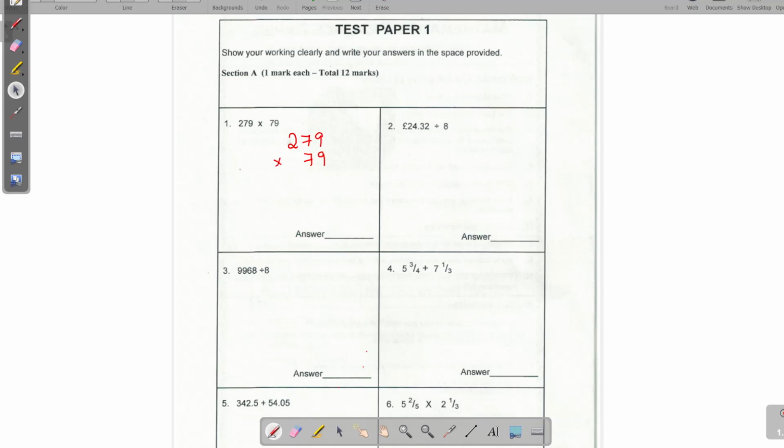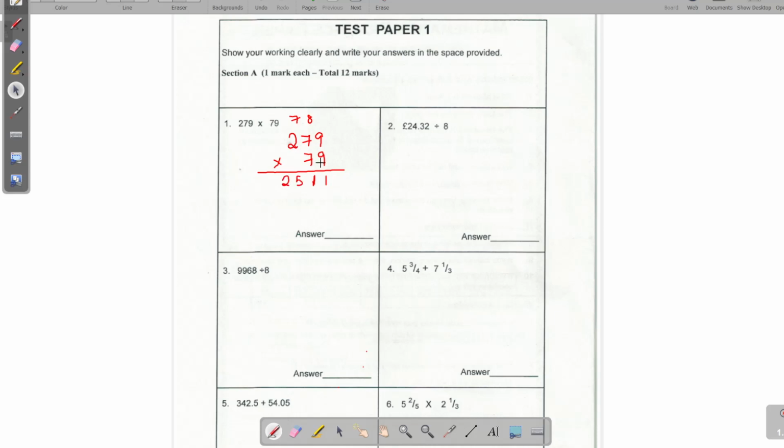So what do we do? First we multiply by 9. 9 times 9 is 81. You carry the 8. 9 times 7 is 63. 63 and 8 is 71. Carry the 7. 9 times 2 is 18. 18 plus 7 is 25.